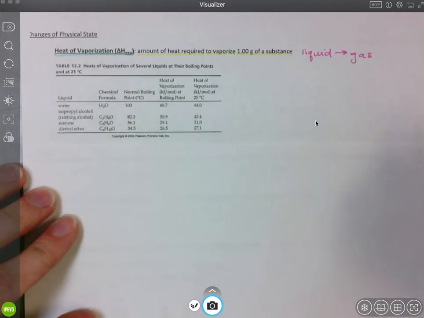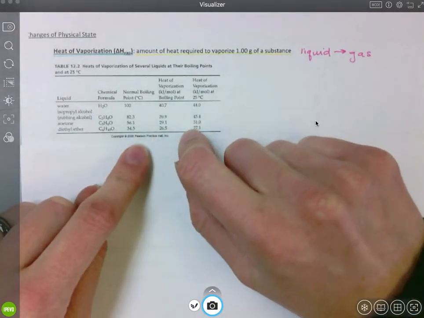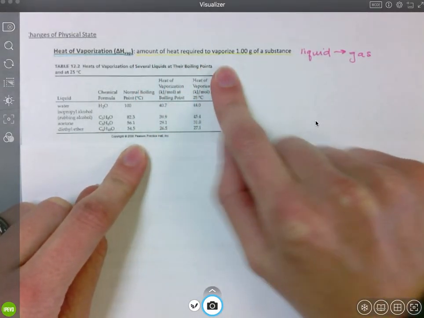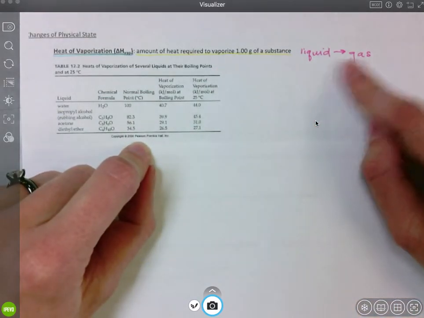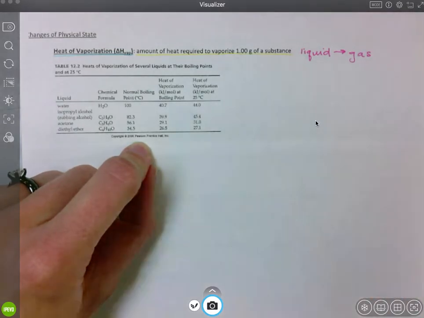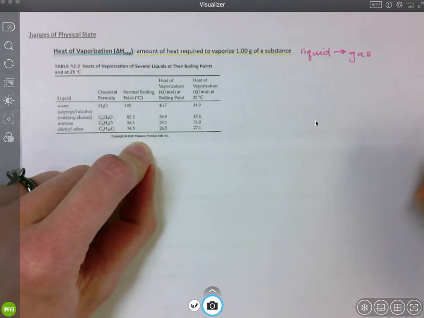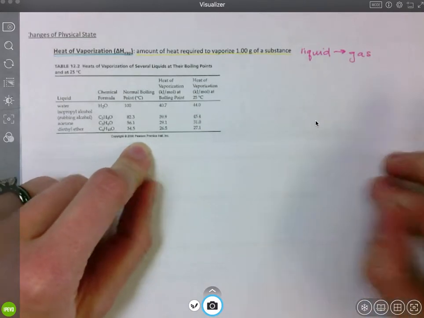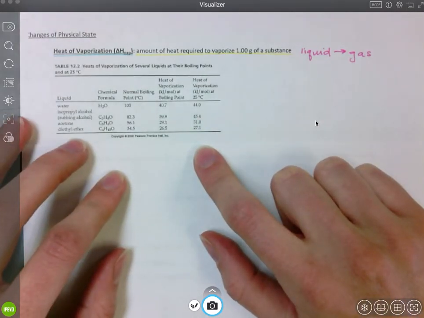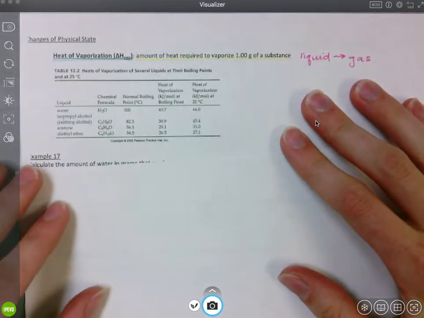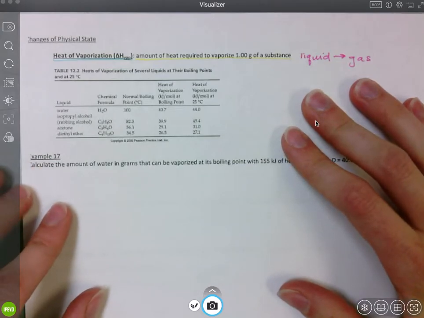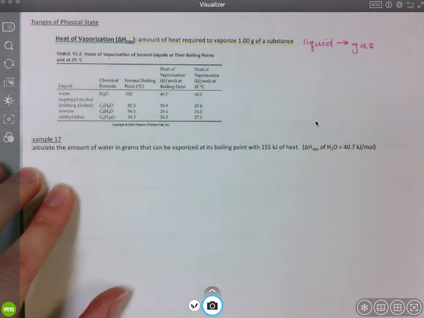Our first change that we're going to see is heat of vaporization. Heat of vaporization is the amount of heat required to vaporize 1 gram of a substance. So vaporizing, we're going from a liquid to a gas. Think of evaporation, liquid to a gas. So our heat of vaporization is the energy required to get those liquid molecules to change into gaseous molecules. Okay, we're going to be doing some calculations in example number 17 and 18.